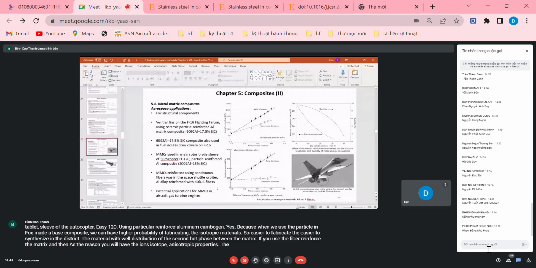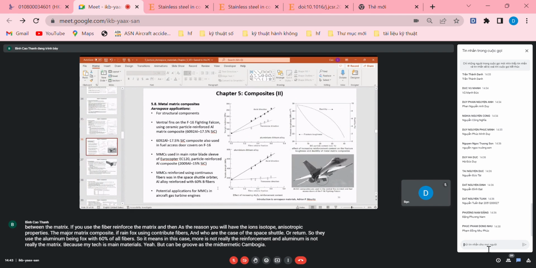The metal matrix composite, if reinforced using continuous fibers, was the case of the space shuttle orbiter. So they use aluminum reinforced with 60% of boron fibers. So it means in this case, boron is not really the reinforcement, and aluminum is not really the matrix, because the matrix is the main material. But it can be grouped as a metal matrix composite.